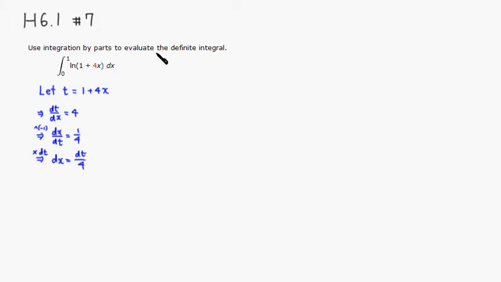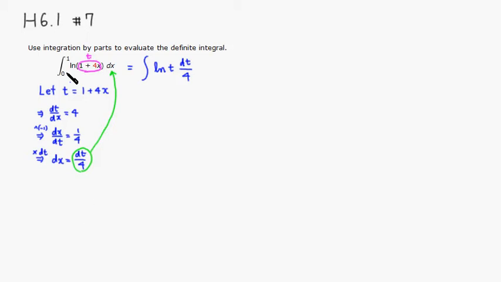So this is going to be equal to an integral. You have natural log, and we decided to call this piece t, so you have the natural log of t. Then here dx can be written as dt over 4. So we're going to put the dt over 4.